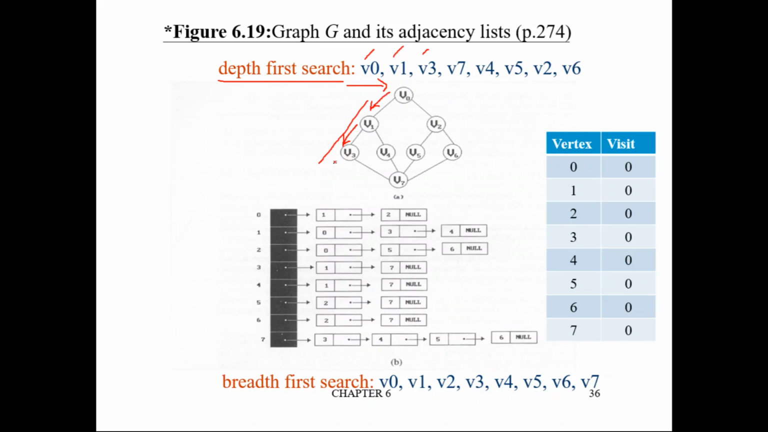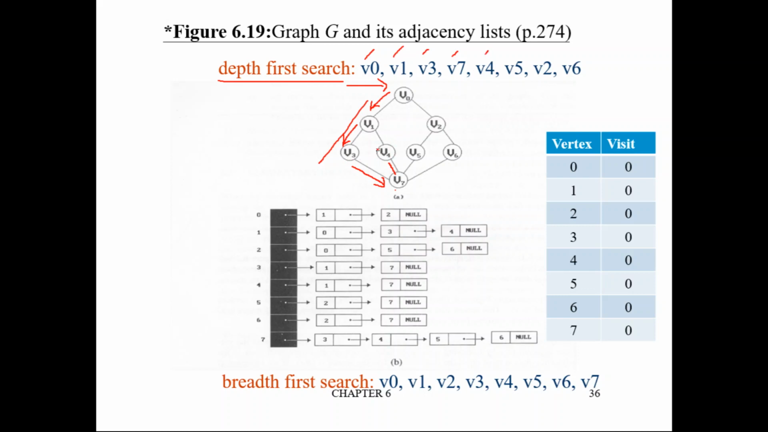Coming to this node, there is no left child, but it has some other pointer to a node V7. V7 is not visited, so visit it. Now from V7 you see what things are there. From V7, V3 is already visited. What about V4? Is it visited or not? Not visited, so visit V4.